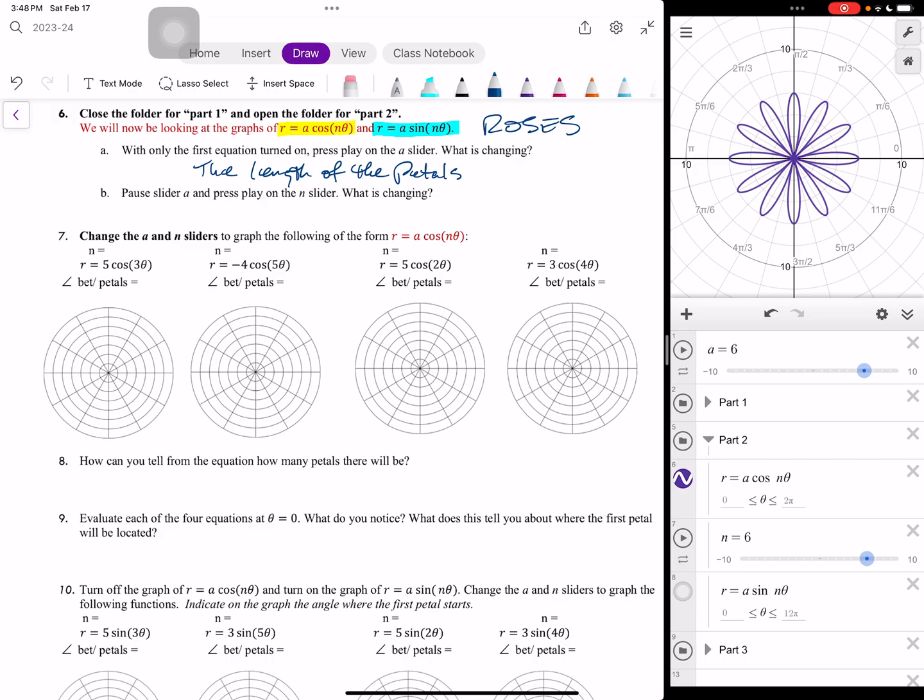Holy cow. All right, it says what is changing? So what's changing in number six, part B here is the number of petals.